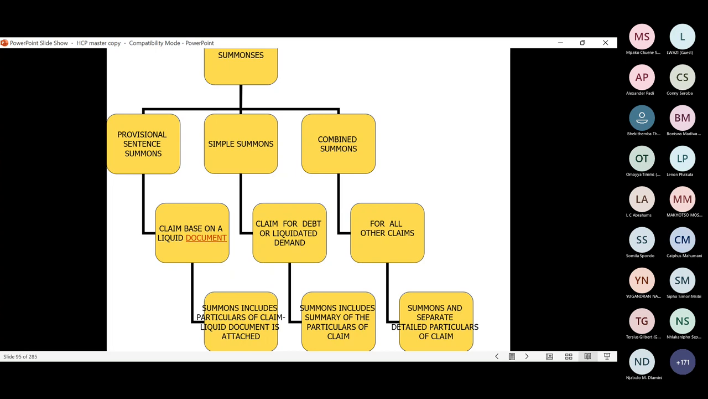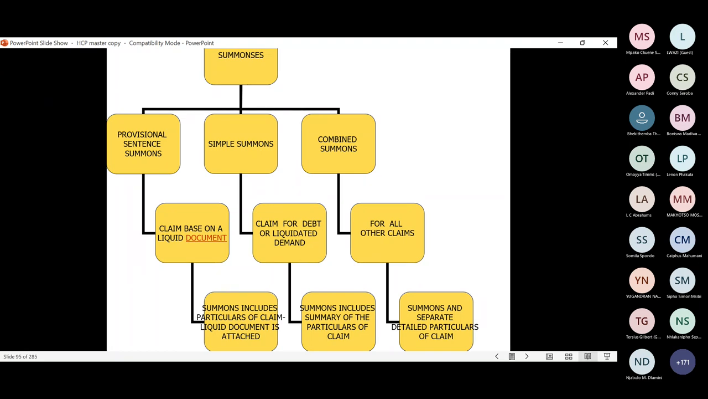But in this, if the claim is for the debt or liquidated demand of money, that is the one. If it's for the transfer of immovable property, you can use a simple summons. If it is for the delivery of specified movable property, you can use the simple summons. If it's for a cancellation of the contract, you can use a simple summons. And if it is for ejectment, and this is ejectment, eviction from a commercial property. Remember, if you want to evict people from a residential property, you must use the PI Act, the Prevention of Illegal Eviction and Unlawful Occupation Act. You must use that act.